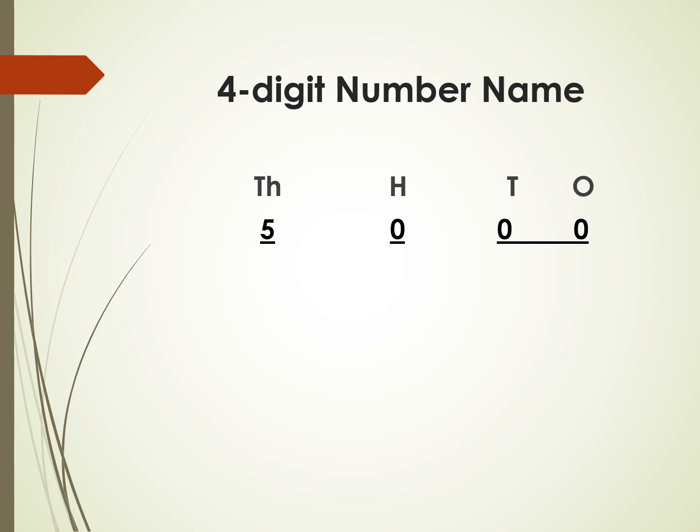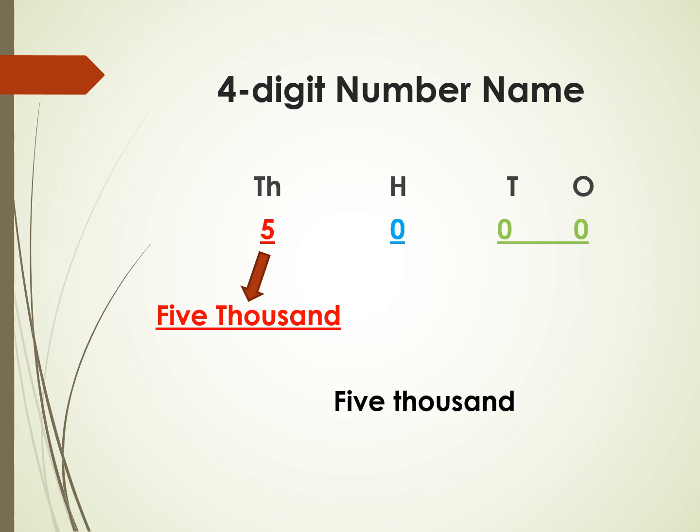In the previous two examples, we considered two numbers. One had 0 hundreds and the other one had 0 tens and ones value. In this example, we have both: hundreds has 0 value and tens and ones have 0 value. In this case, only the thousands digit will be named as 5000. All the other values are 0, so the name of this number will be 5000.